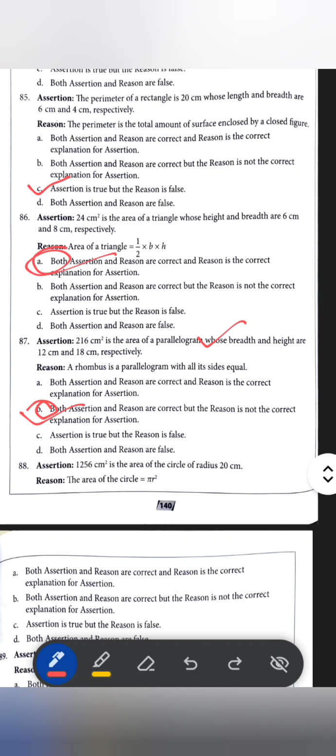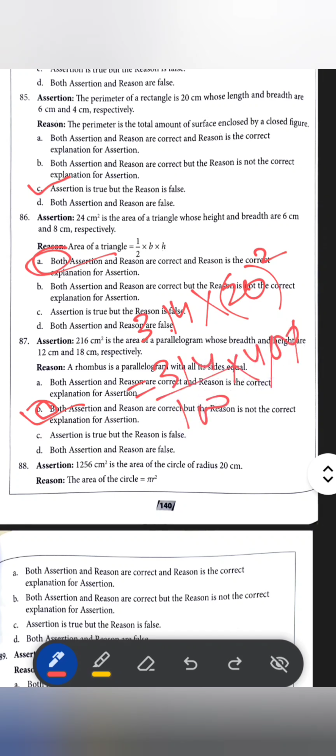Now question number 88. 1256 centimeter square is the area of the circle of radius 20 centimeter. So let's check that one. Pi r square, 22 by 7, or else 3.14 also you can take. So let's take 3.14 into r square, where r is 20. 20 square is 400. It means 314 by 100 into 400. So cancel out. Now 14 4s are 56, 4 3s are 12. Yes, that one is correct.